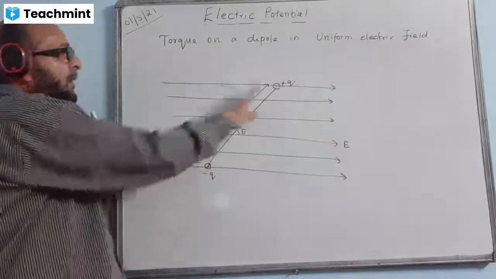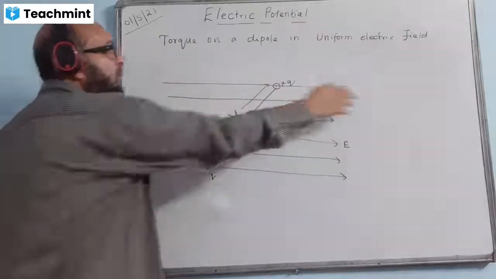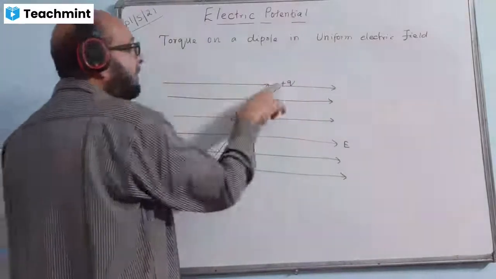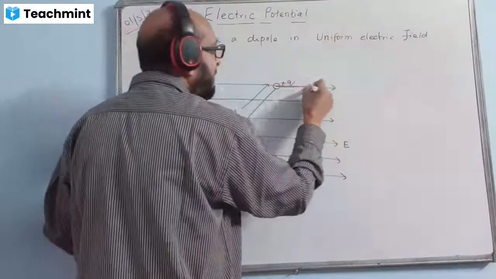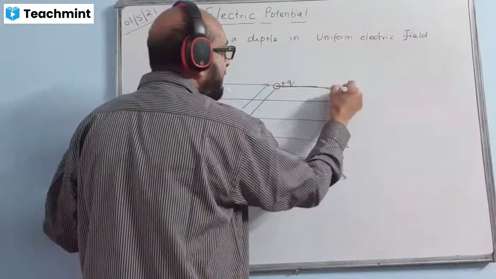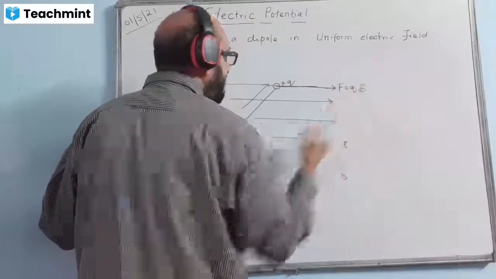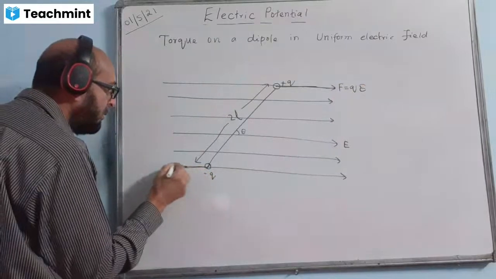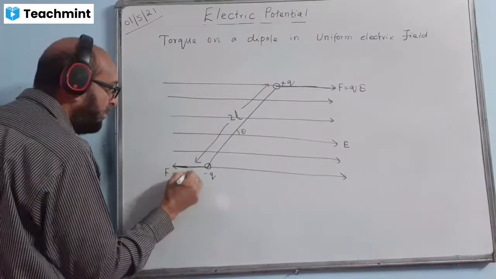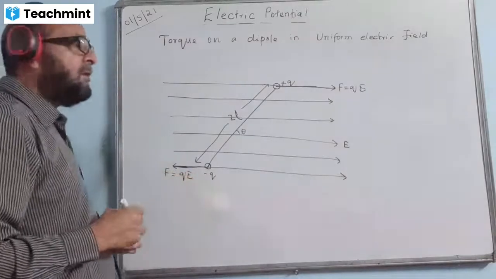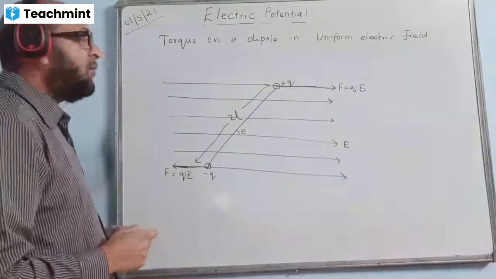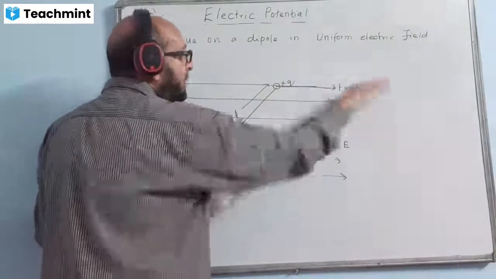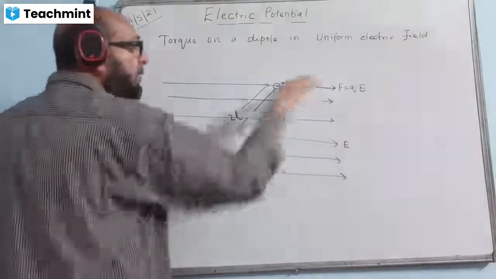But in what direction? Electric field lines start from positive and go towards negative. This side we have negative, this side we have positive. Positive and positive repulsion will take place. So this will experience a force like this, F equals QE in this direction. And this will experience a force in this direction, F equals QE. Sign we do not take, we only take the magnitude of the charges. We got two forces acting on the dipole, F equals QE and F equals again QE but in the opposite direction.